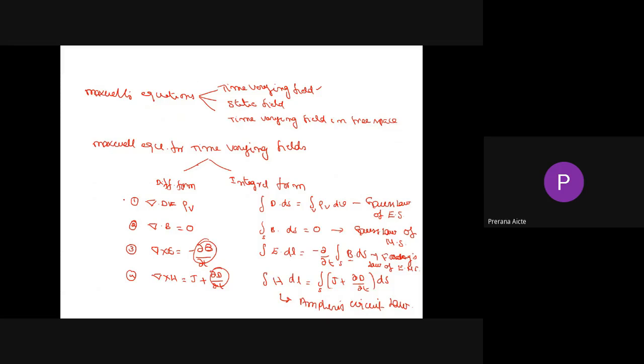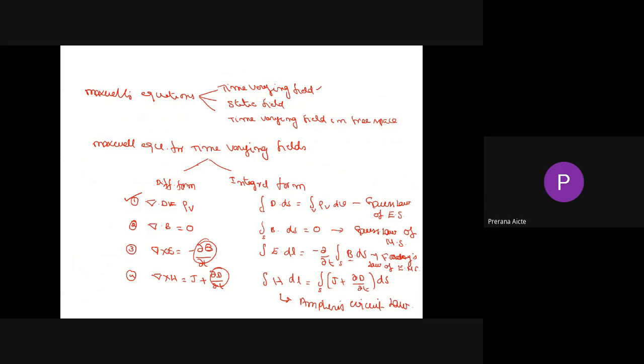this equation del dot D is equal to rho V, or integral of D dot dS is equal to integral of rho V dV. This is nothing but the total electric flux passing through any closed surface dS.